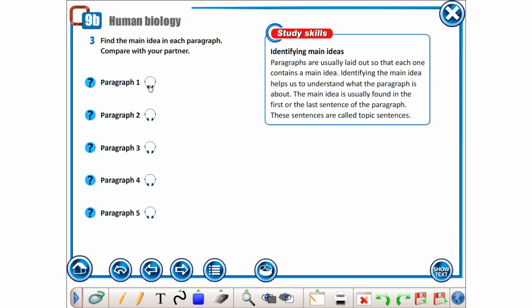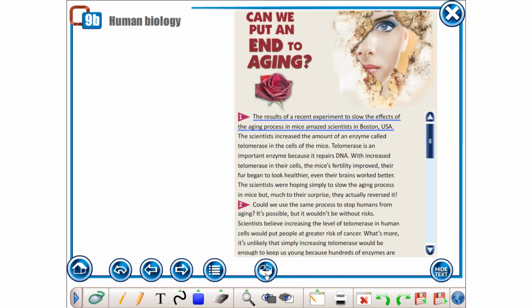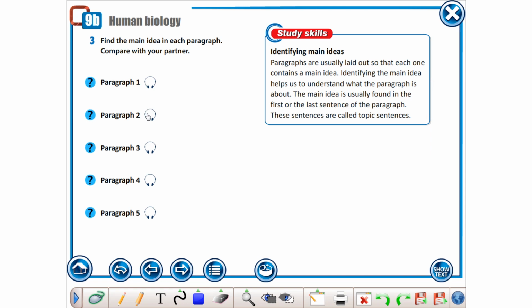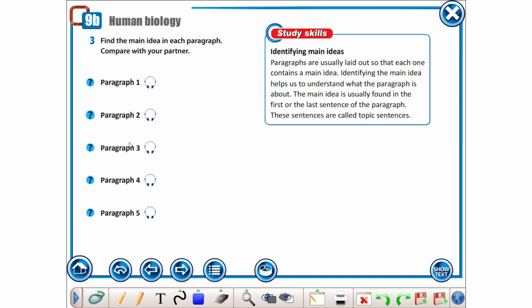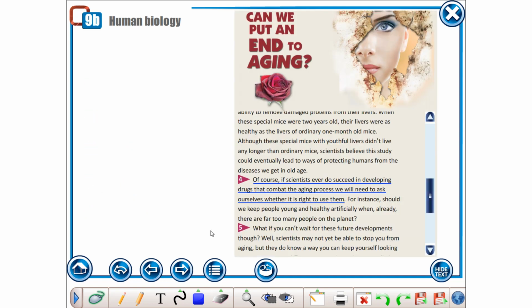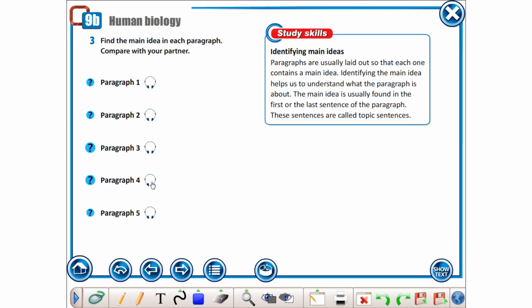A recent experiment on mice. Okay. Number 2. How the experiment may apply to human aging. Number 3. Theories on aging. Number 4. Morality of stopping aging. I'm sorry. What we can do today to stay young.